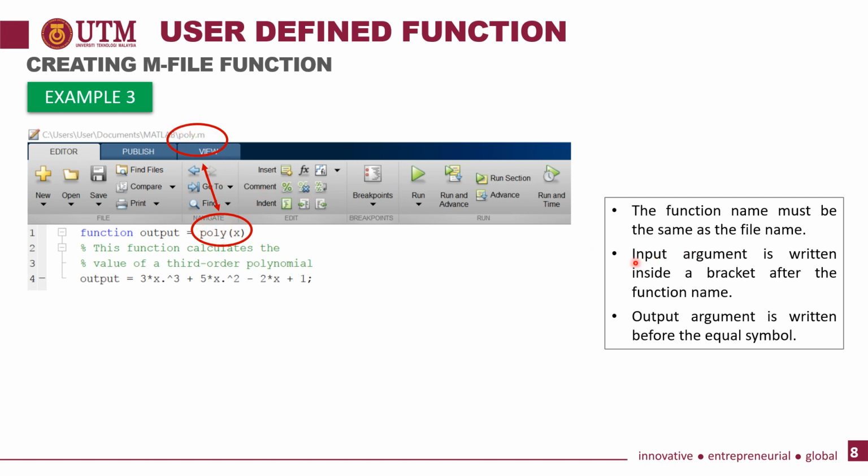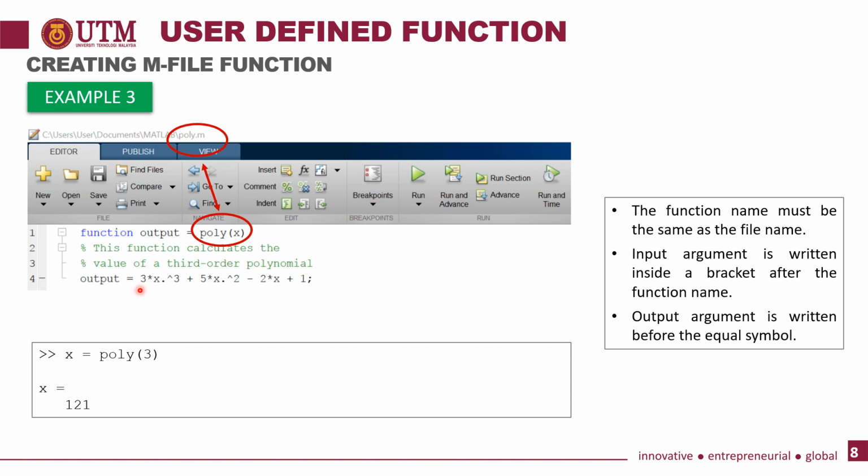The input argument is written inside brackets after the function name. So you receive one input, which is x here, and the output argument is written before the equal symbol. So this is your output name and this is your output argument. Output equals 3x to the power of 3, plus 5x to the power of 2, minus 2x plus 1. This is the polynomial expression. Before you end your function, you must define what your output is. If you execute this function, you will get the answer of 121.